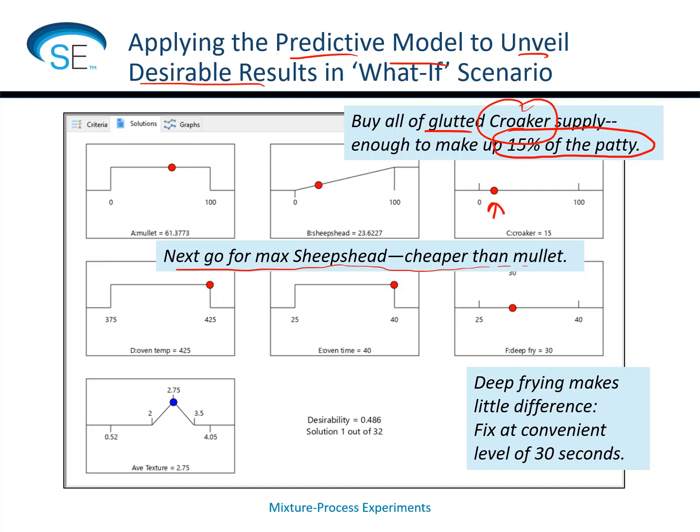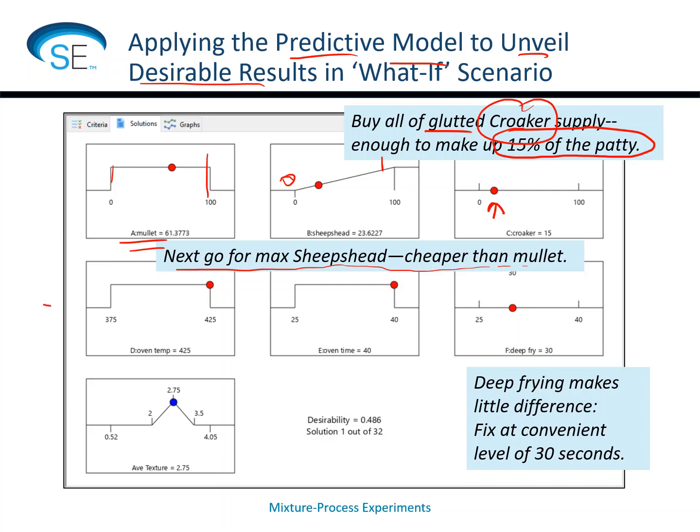So what we're going to do is maximize the sheepshead. We've created a desirability ramp here from 0 at 0 to 1 at 100, so we're trying to drive the sheepshead up as far as it can go. On the other hand, the mullet, which is a more expensive fish, we're just leaving within the constraints. And it turns out we need some mullet to get the texture where we want. However, we're not done yet.